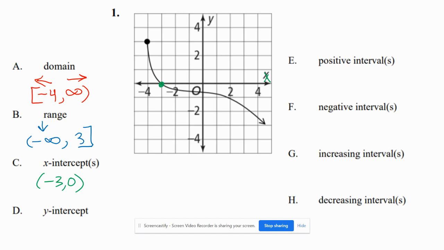Then we want y-intercept. So now we're looking at the y-axis. It intersects it here, which is going to be the x value 0 because we're not going left to right. And then the y value is going to be roughly -0.5.